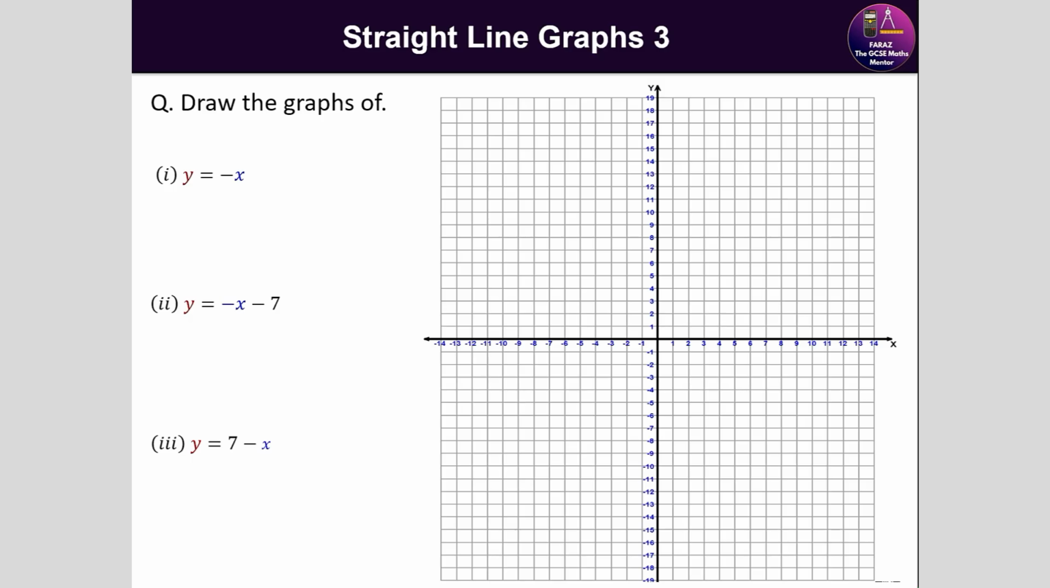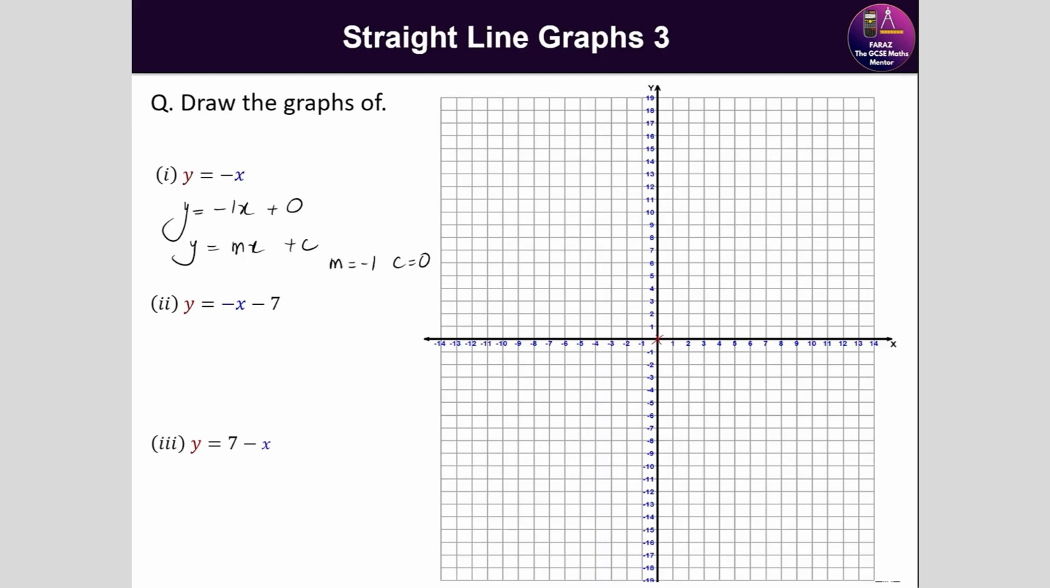Alright, in these questions, let's change direction now quite literally. All of these have a negative gradient, which means the lines will slope downwards. First, y equals negative x is the same as y equals negative 1x plus 0. If you compare it with y equals mx plus c, m is negative 1 and c equals 0. So the y-intercept is 0 there. Start at the origin, 0 comma 0. That's the y-intercept for the first one.